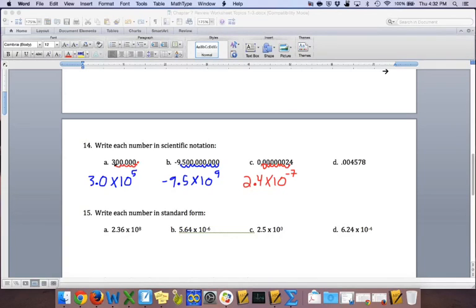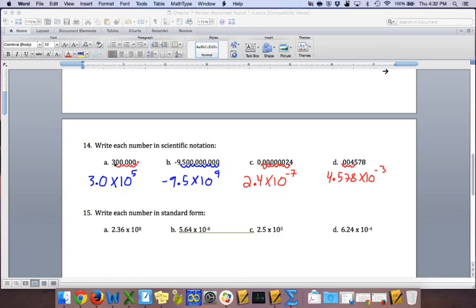Okay, and then one more here. There's more significant digits in this one, so I'm going to write them out. 4.578 times 10 to the, alright, so from the 4, we go 1, 2, 3 places, so that's a -3.